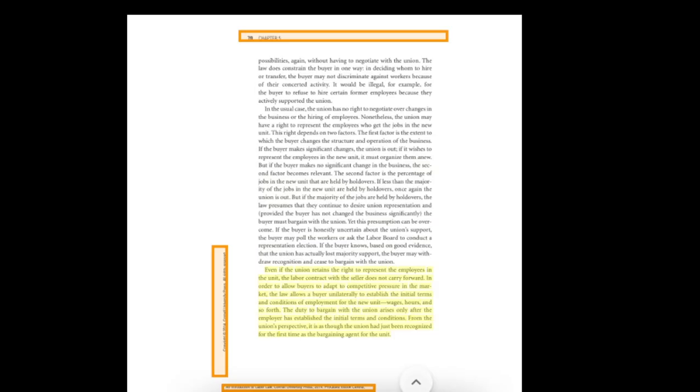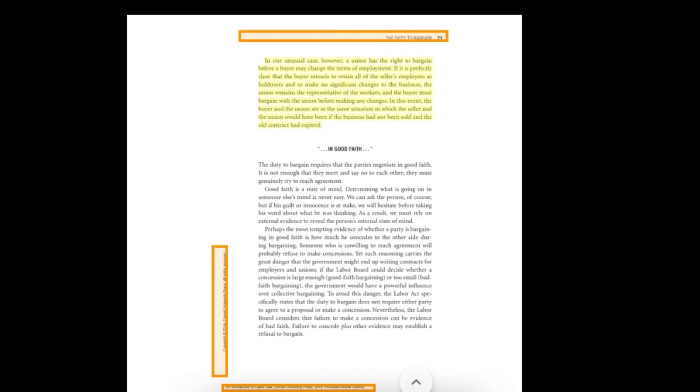Even if the union retains the right to represent the employees in the unit, the labor contract with the seller does not carry forward. In order to allow buyers to adapt to competitive pressure in the market, the law allows a buyer unilaterally to establish the initial terms and conditions of employment for the new unit: wages, hours, and so forth. The duty to bargain with the union arises only after the employer has established the initial terms and conditions. From the union's perspective, it is as though the union had just been recognized for the first time as the bargaining agent for the unit.